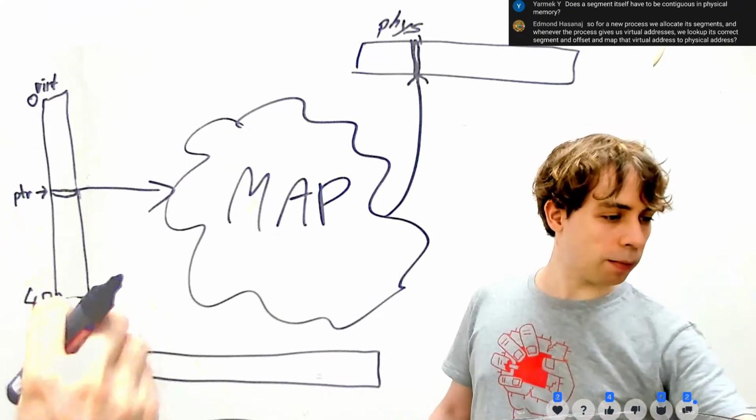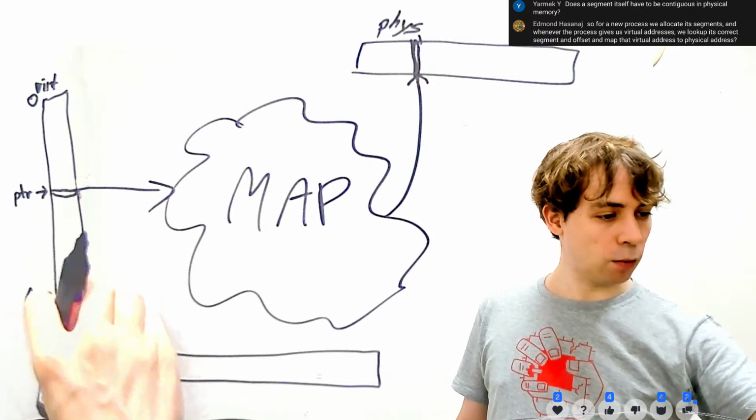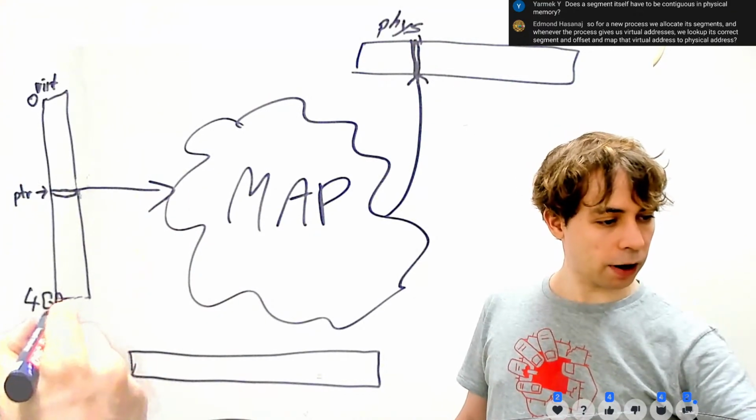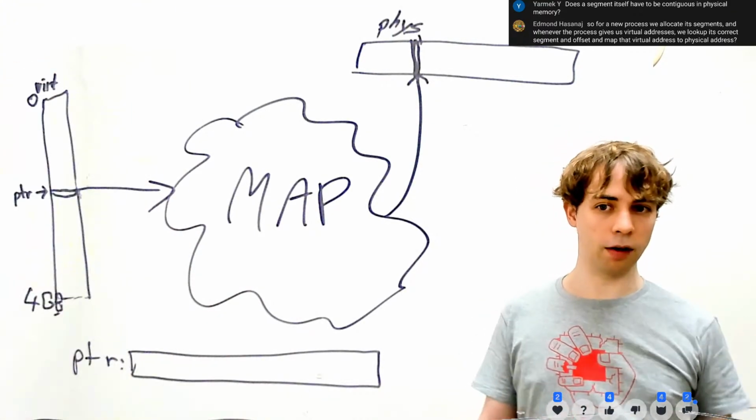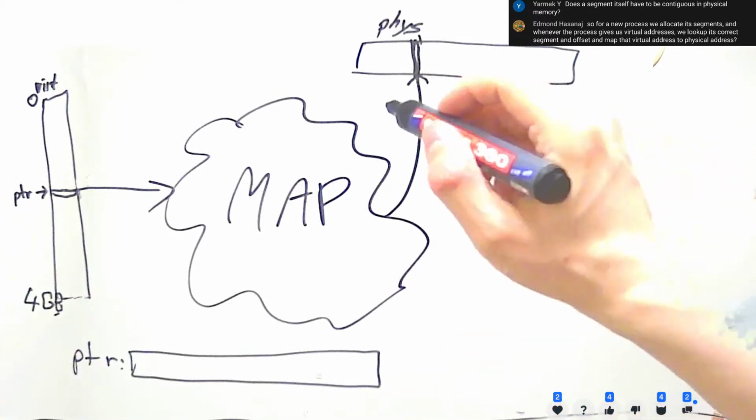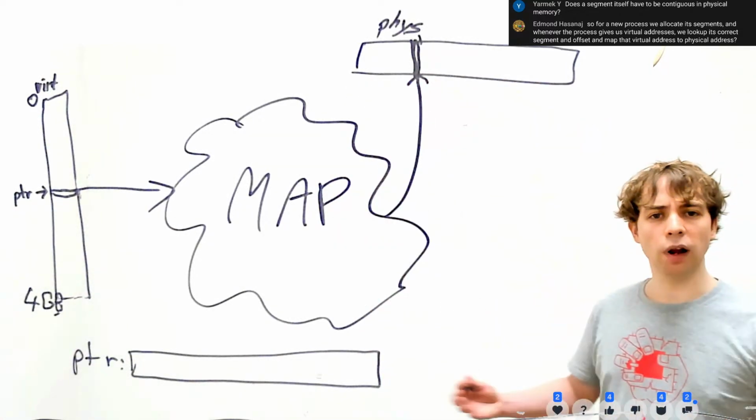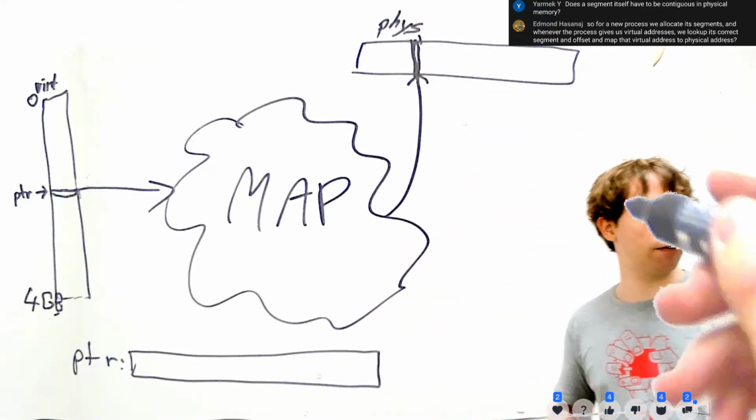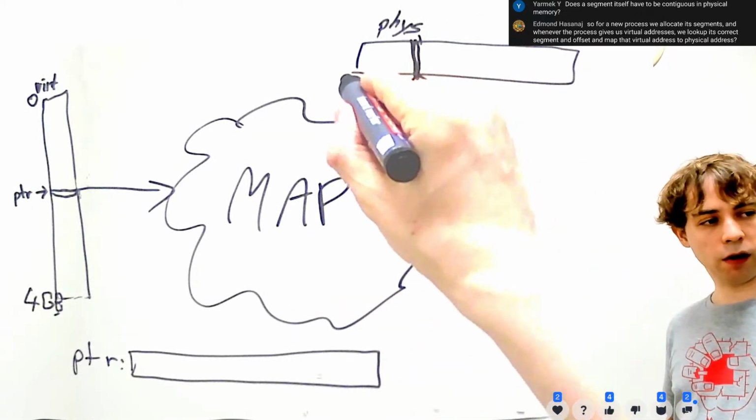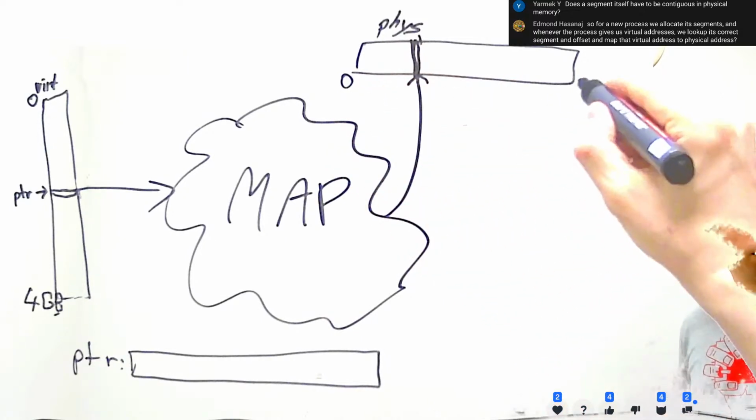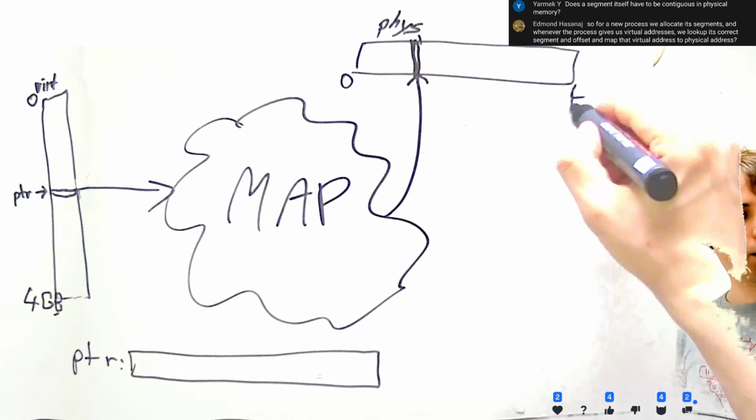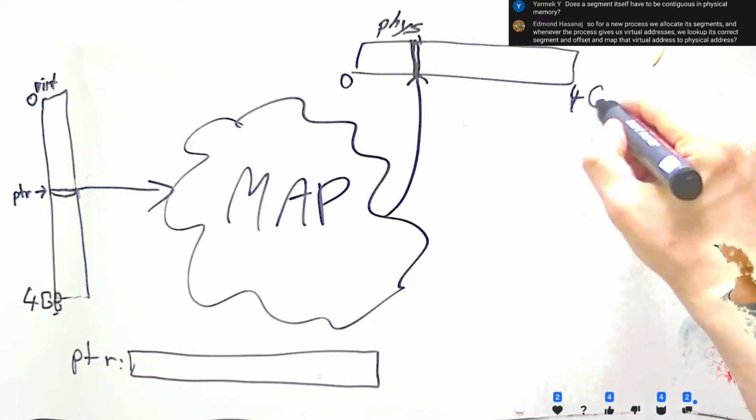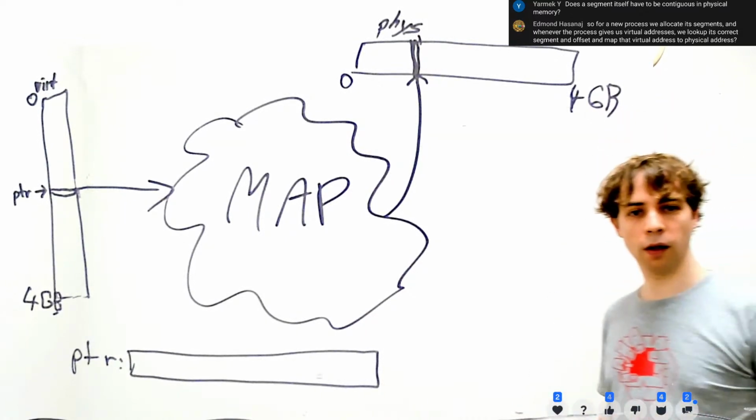But of course, the first byte that is not in this virtual memory anymore is 4 gigabytes, because we start counting at 0, right? 4 gigabytes of virtual memory. And in the physical memory, let's start with a simple example. So this will also be 4 gigabytes. So we have here 0, and then we have here 4 gigabytes.